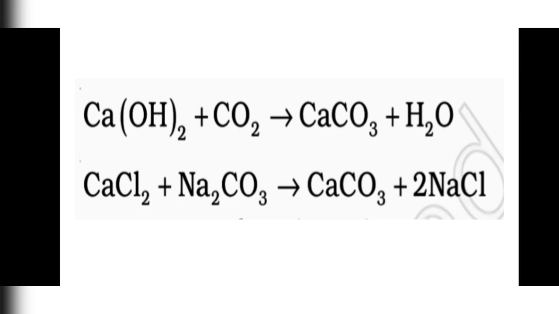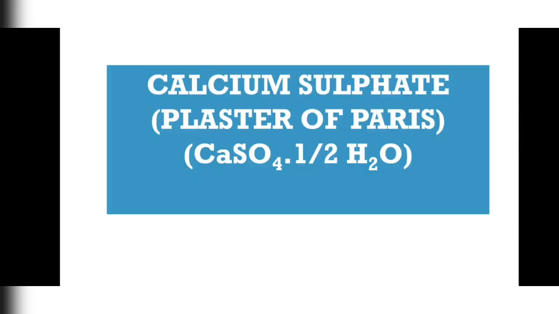One is you pass carbon dioxide through calcium hydroxide, that is slaked lime, and you will get calcium carbonate and water. Another way is by the addition of sodium carbonate, Na2CO3, to calcium chloride, and you will get calcium carbonate plus sodium chloride. So these are the two ways for the preparation of calcium carbonate.